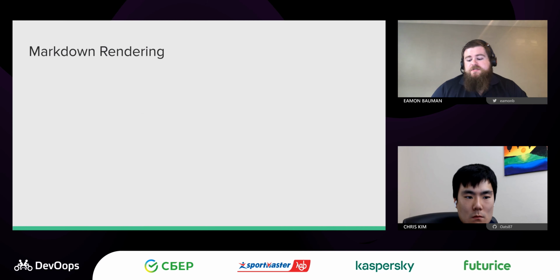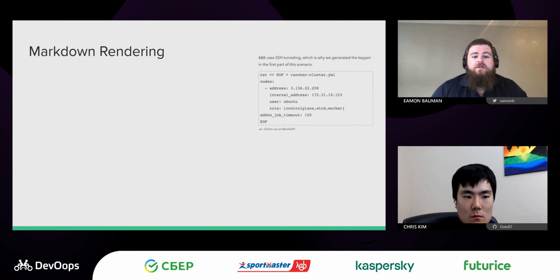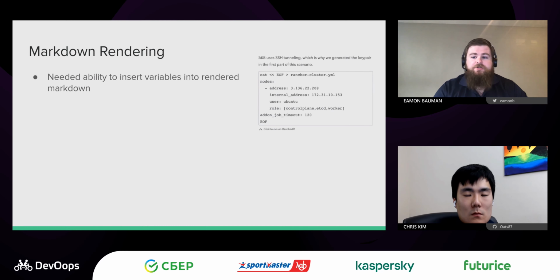Markdown rendering was the next bit that we had to concern ourselves with. We needed the ability to insert variables into the rendered markdown. The ngx-markdown library made it simple to take static markdown content and render it onto a page. That was trivial. What we needed to do, however, was insert dynamic variables into the rendered markdown. And those variable values would not be known until runtime.